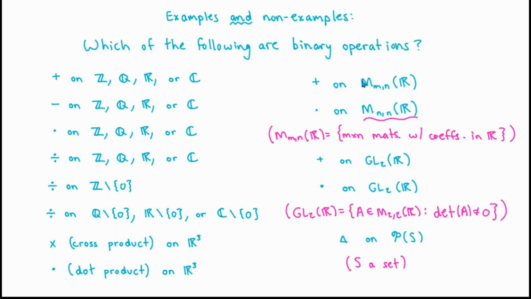Now, on the right-hand column, there are a couple of objects here that we haven't defined yet. When we write M sub mn of R, we mean the collection of m by n matrices with coefficients in R. And when we write GL2R, we mean the collection of 2 by 2 matrices with real coefficients and with determinant not equal to 0. Everything else here should be familiar to you, so maybe you can already see which ones of these operations satisfy our definition of a binary operation and which ones don't.